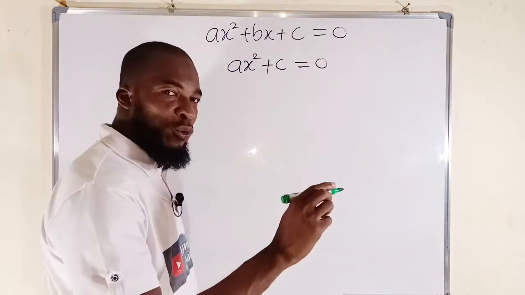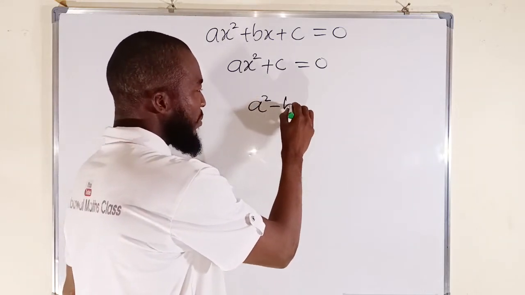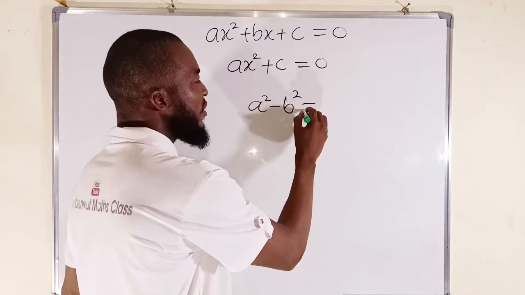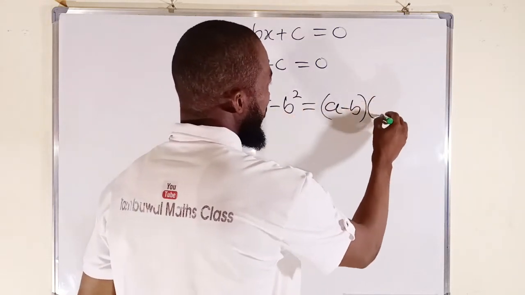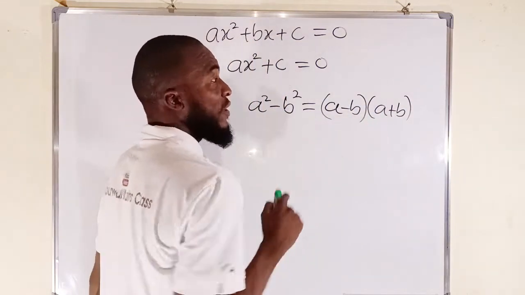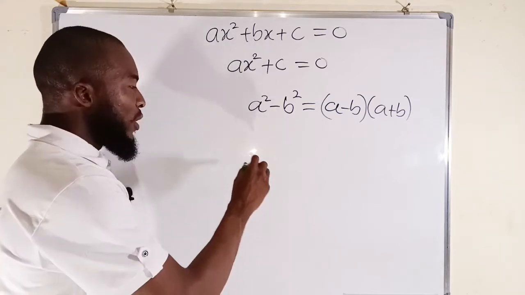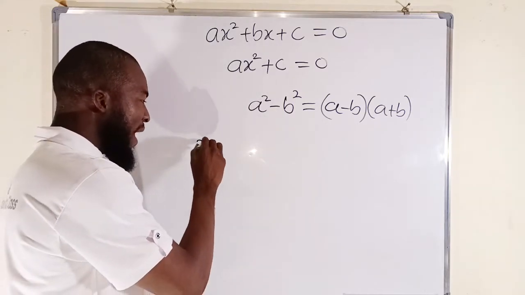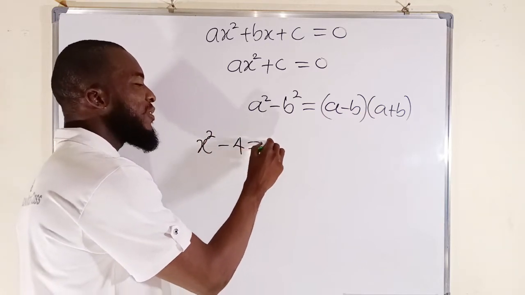Remember that difference of two squares, if you have a squared minus b squared, this can always be factorized as a minus b multiplied by a plus b. They are just conjugates of each other. So let me give you one example. The first one, suppose we have only x squared minus 4 equal to 0.